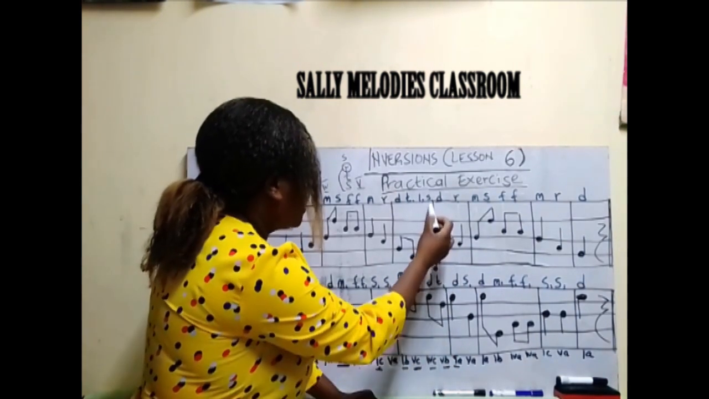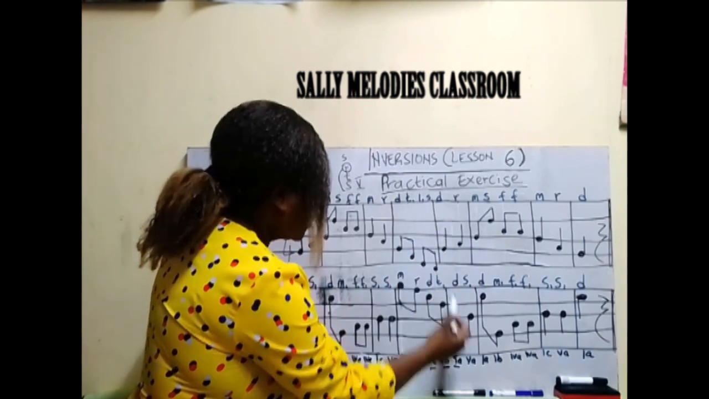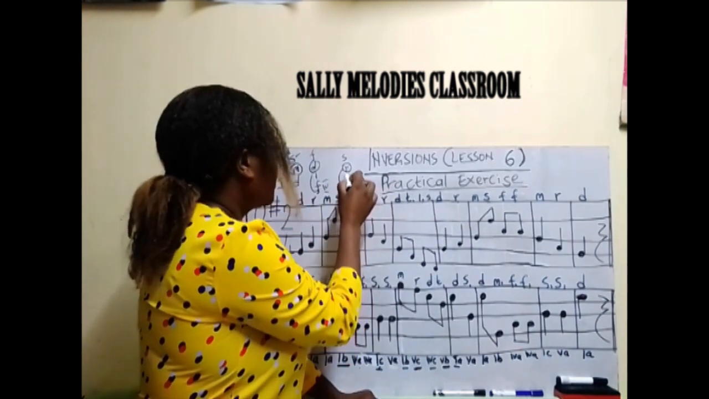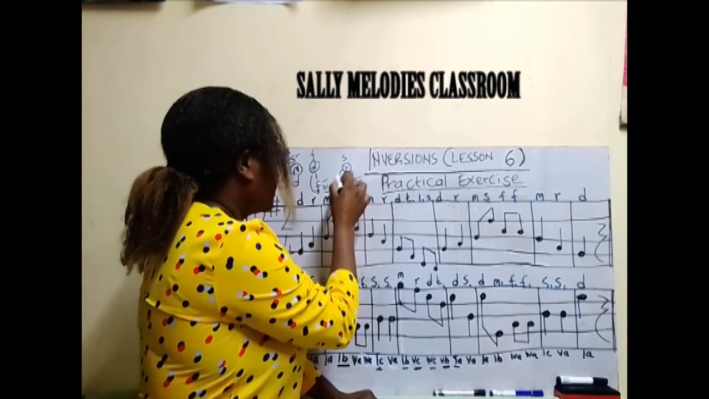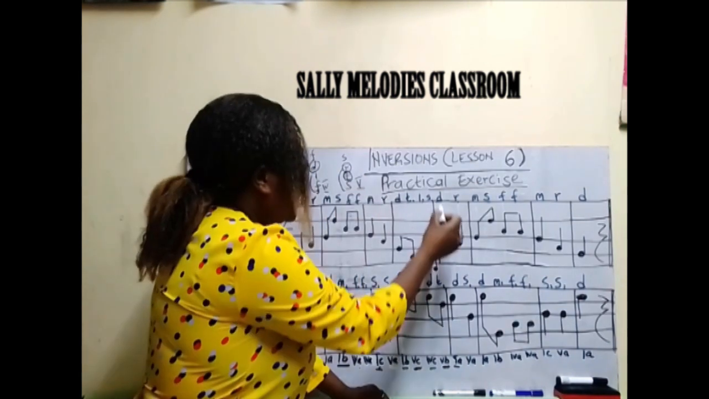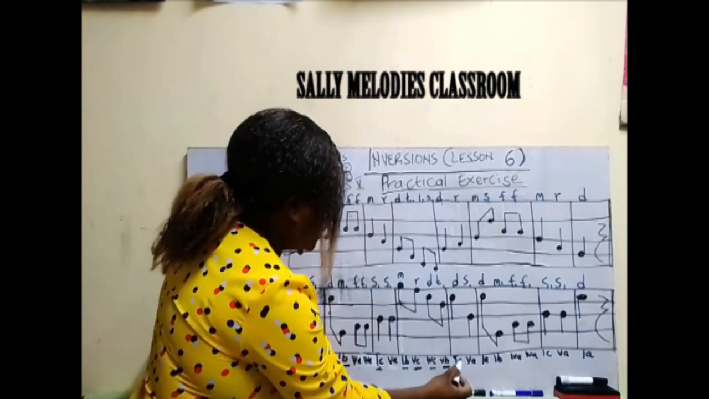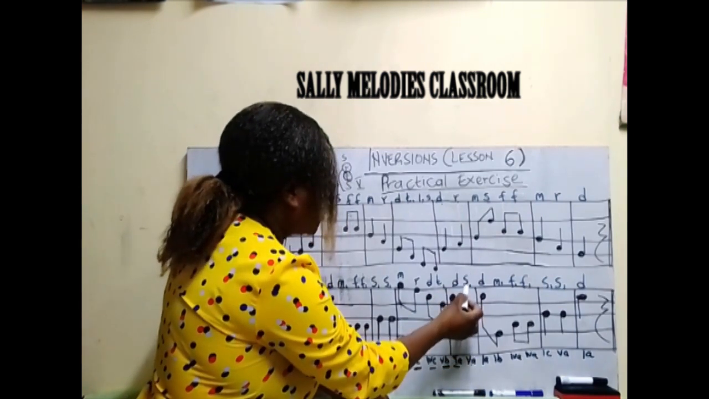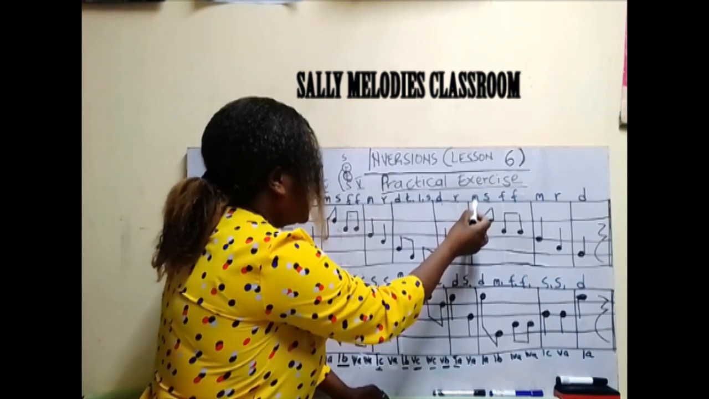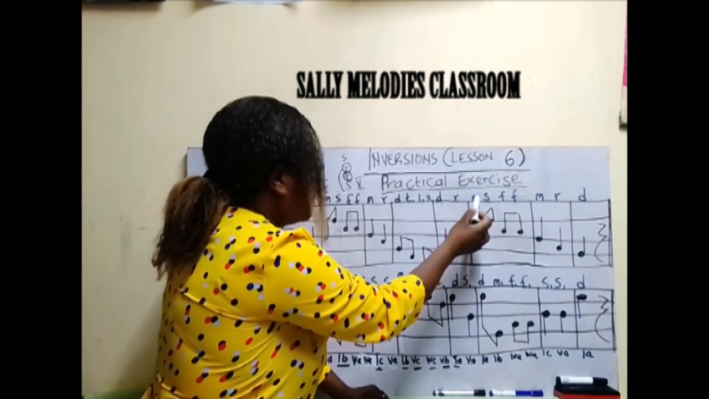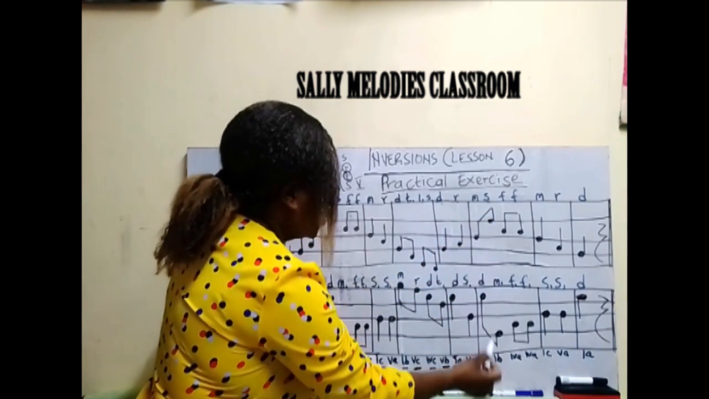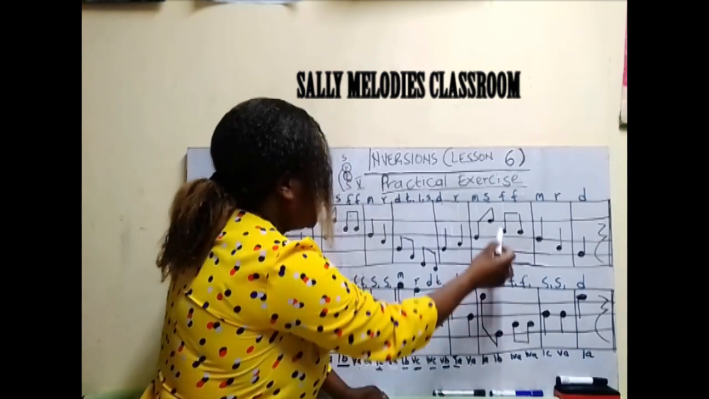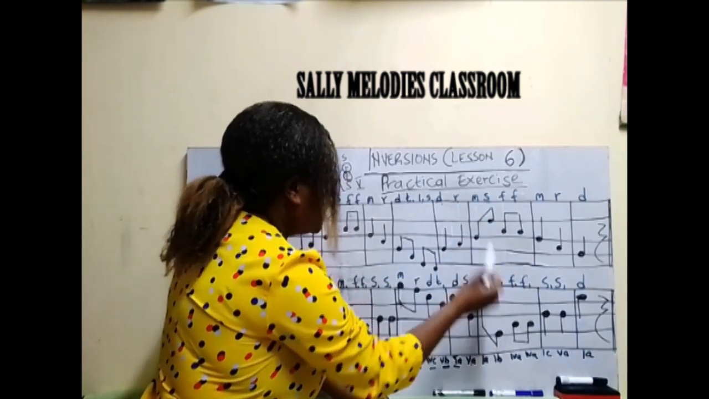And then we come here, we have so and ti. So that is 5B, because the ti or the third has taken the root position. We have a do and a do, that is 1A. This is 5A because the root is a so. And then we come here and we have a mi and a do. So that is 1A.